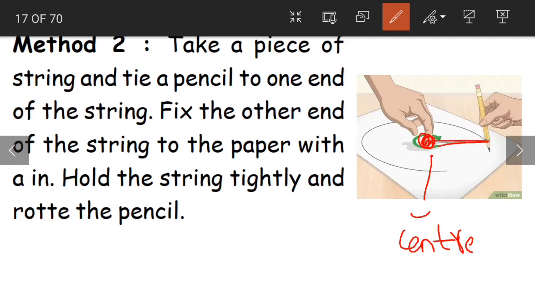Now the length of the string. This is the length of the string. So this length of the string will be nothing but the radius of the circle. Now this is a new term, radius. For squares, rectangles and other figures and shapes, we have sides and vertices. So when it comes to a circle, the parts of a circle are the center of the circle, and the length of the string here becomes the radius of the circle.